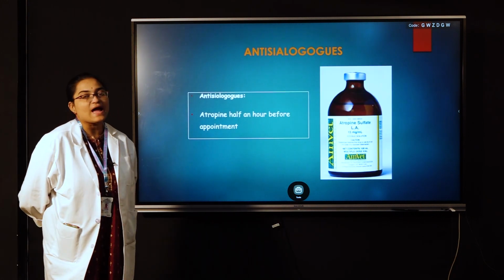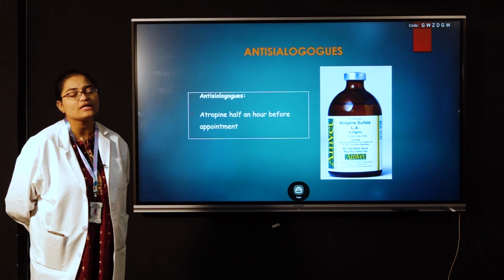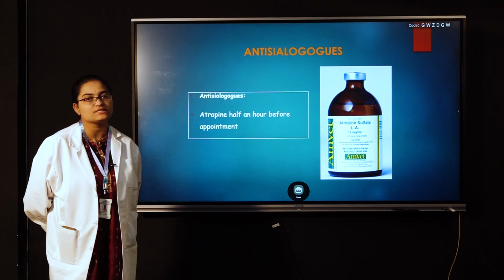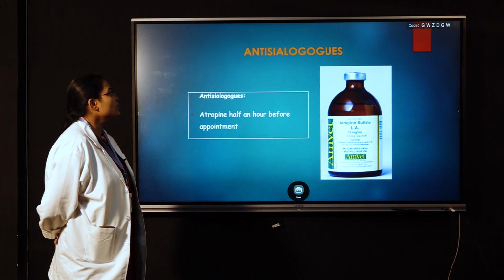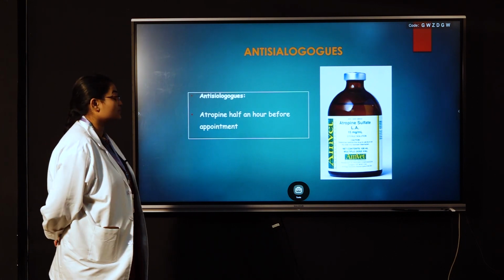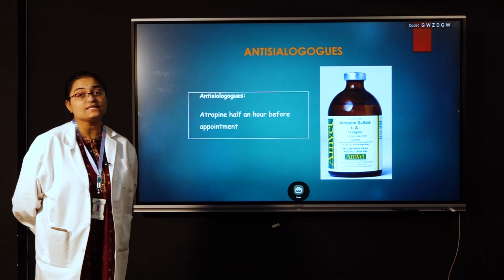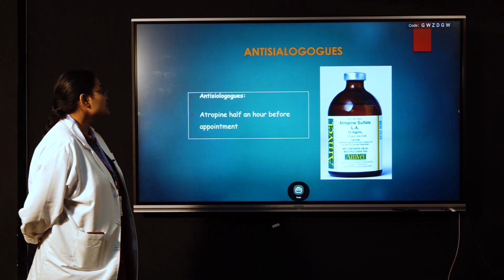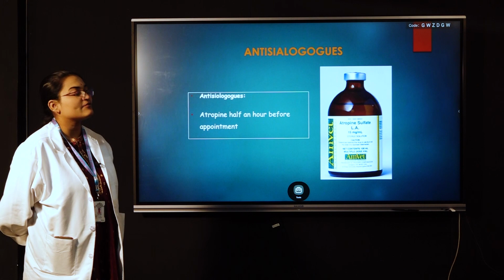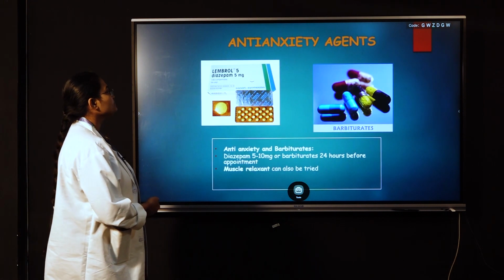The last one is called antisialogogues. The antisialogogues are rarely used in dentistry, but in a few cases when there is not adequate moisture control, in spite of using all these preliminary considerations, we go for a medical approach by giving them the antisialogogues. An example of an antisialogogue is atropine. This atropine is given half an hour before the appointment, and by giving this there can be adequate moisture control as a last resort.